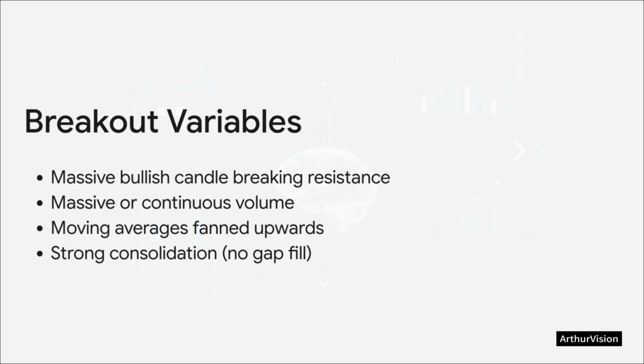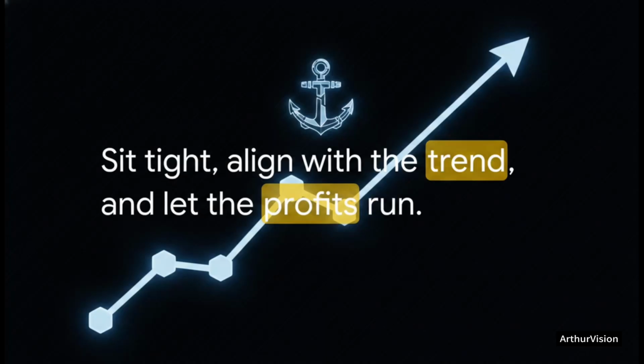Second, it has to be accompanied by massive volume, or at least a continuous moderate expansion of volume originating from the bottom. Third, the moving averages should be fanning out in a multi-head upward alignment. And fourth, you want to see strong consolidation post-breakout that firmly refuses to fill the gap. If those 4 data points align perfectly on your chart, the institutional intent to drive the price upward is incredibly resolute. At this juncture, your only responsibility from a purely logical perspective is actually quite simple. Sit tight, align with the trend, and let the profits run.